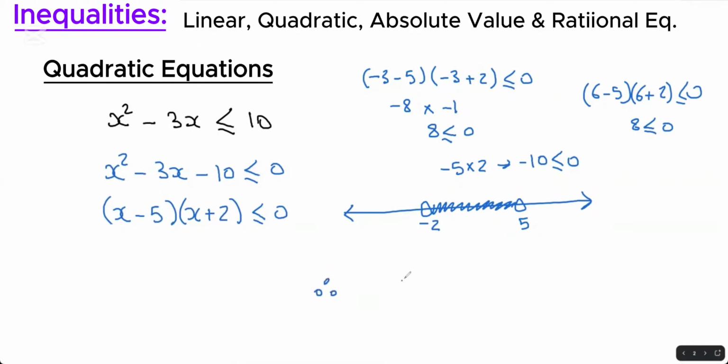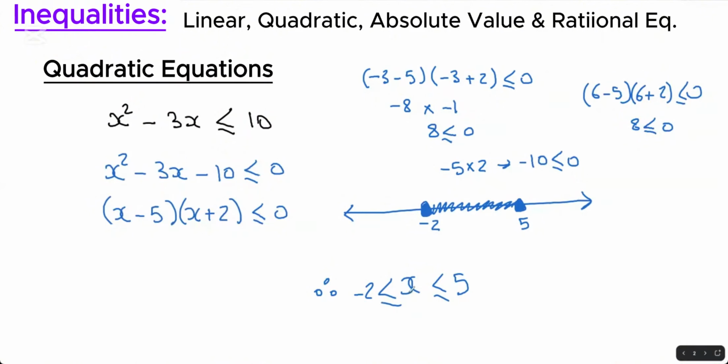So therefore, your solution, x is shaded between negative 2 and 5. One mistake, or one thing I forgot to do here, is because there's an equal sign with the inequality sign, these numbers should be shaded. So I forgot to do that. And also, when you write your inequality, since they're shaded, then you know there's an equal sign with the inequality.